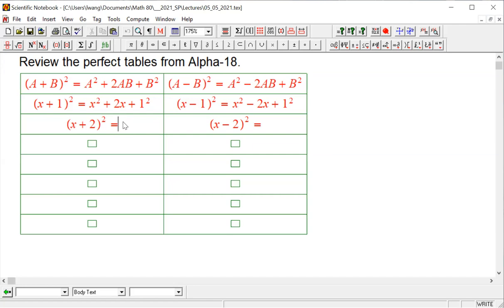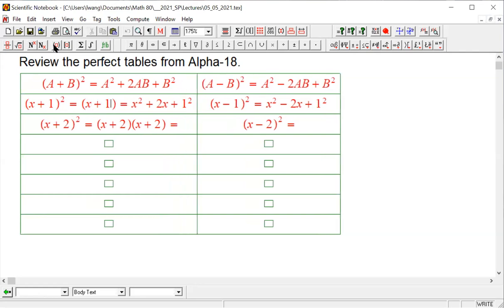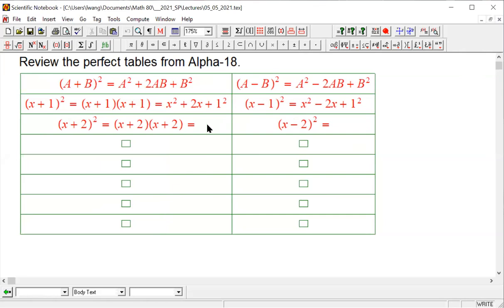Okay, so when you FOIL x plus 2 squared, do you know how to FOIL x plus 2 times x plus 2? Let's do it. Just FOIL them, you're going to see very well. You're going to get x squared plus 4x plus 2 squared.